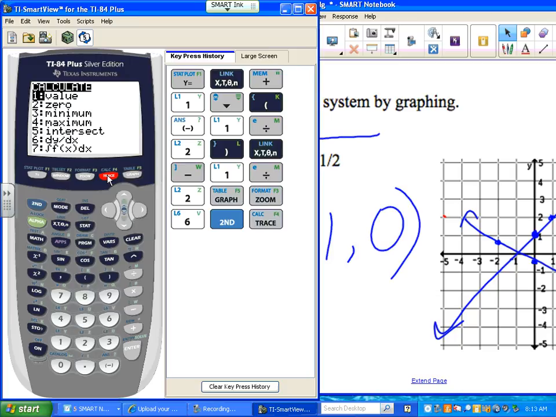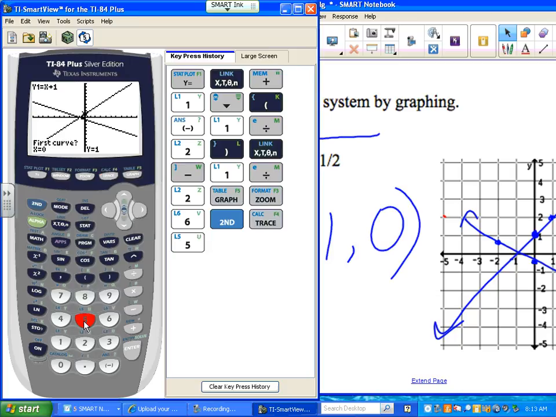Donatus, what number? You think we're going to go to value? 5, okay. Why are we going to press 5? We're finding the intersection point. So Matt, just press 5. Now listen. Hit enter 3 times. 1, 2, 3.